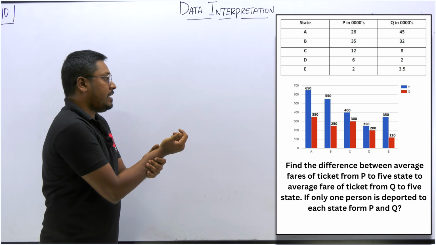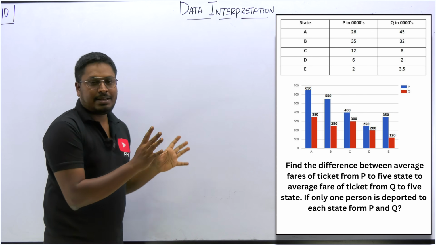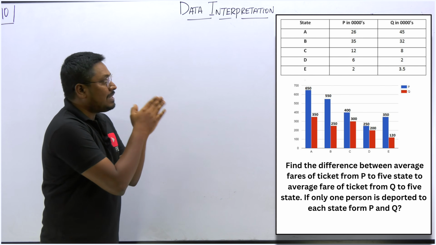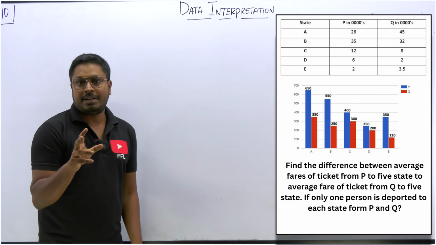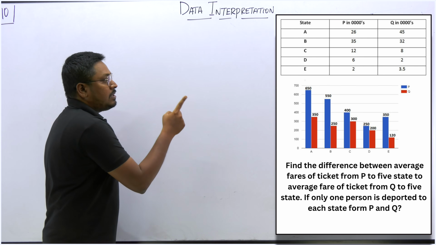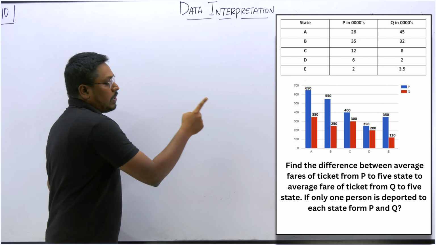So P to 5 states. Let me completely eliminate the table chart. Table chart is not required for it. Why? Because our target is to find the difference of average fare of the ticket price for one employee. So what I can do is add first the state P for all the 5 states according to the bar chart.